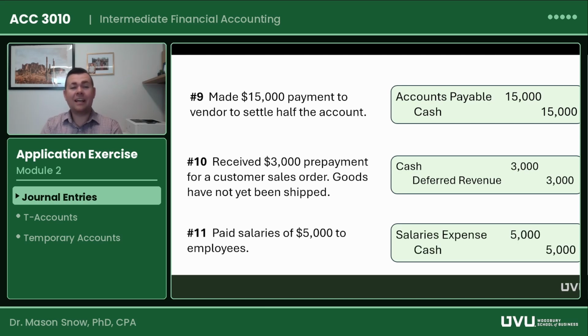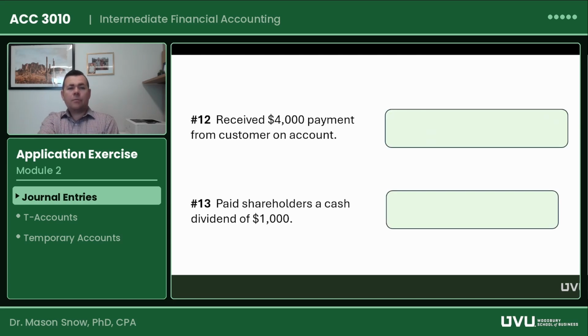Number 11, payment of salaries to employees. We can easily debit a salaries expense, crediting cash. Number 12, we're now receiving a payment from a customer, so we're getting cash, decrease in accounts receivable with a credit. And then number 13, we're paying our own shareholders a cash dividend of $1,000.